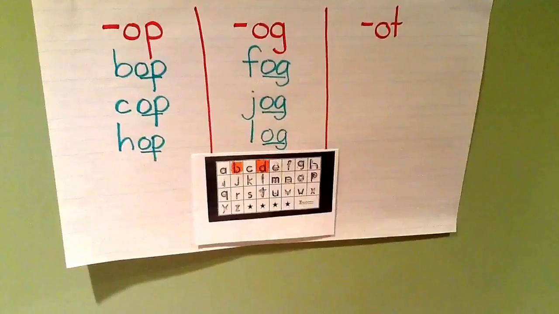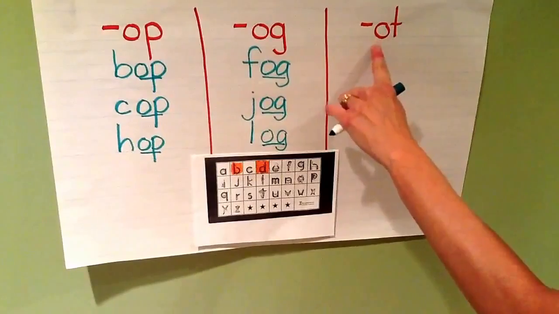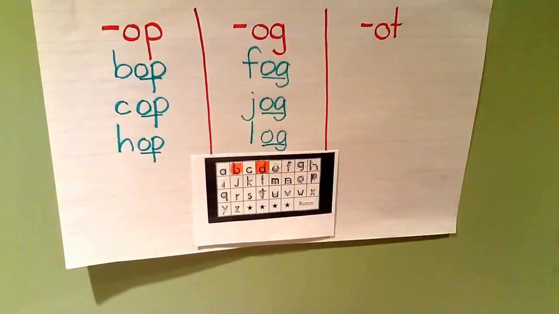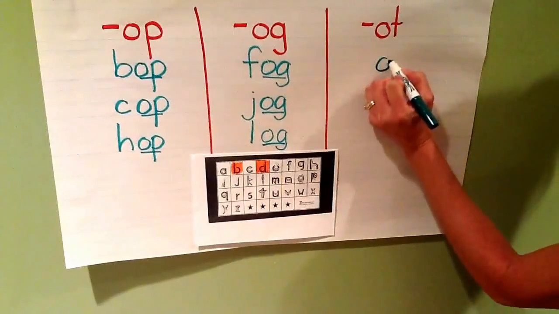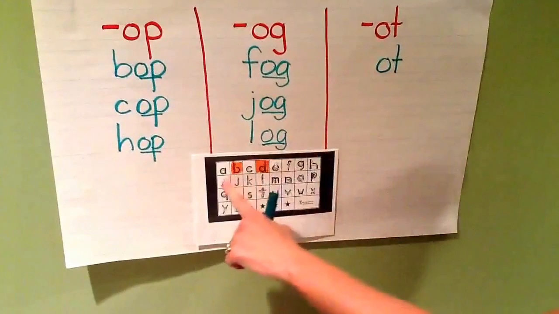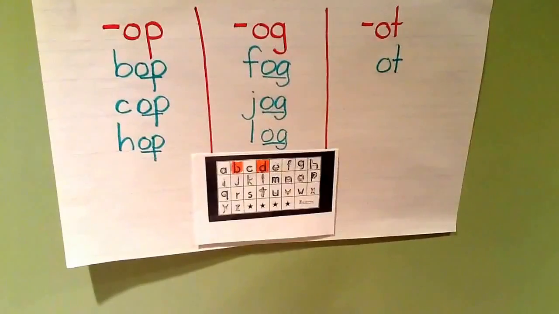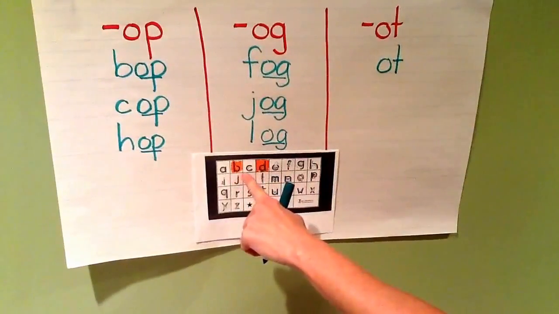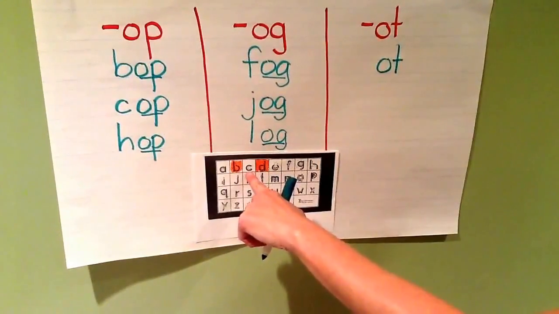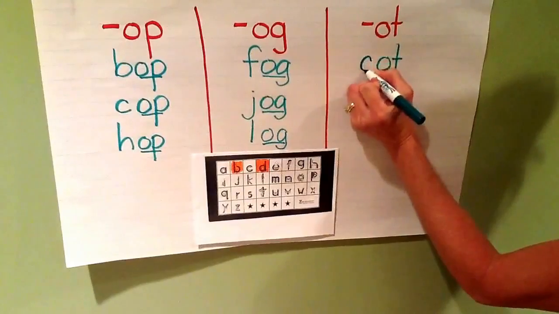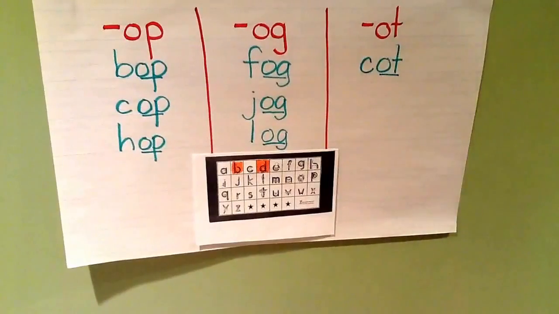Let's look at one more word family. This is the word family called ot. Say that with me, ot. I want to come up with some words that are in the ot word family. I'm going to go ahead and write the ot down here. Can you find a letter that we could add to the beginning of this word to make a real word? How about a C? Cot. You can sleep on a cot, right? You're right, so that's a real word, isn't it? Cot. Ot is my word family, so I'm going to underline it.